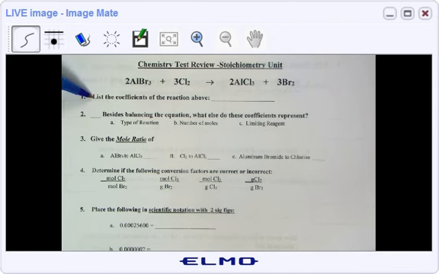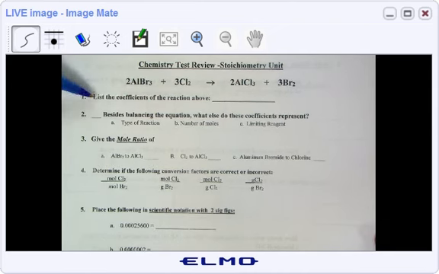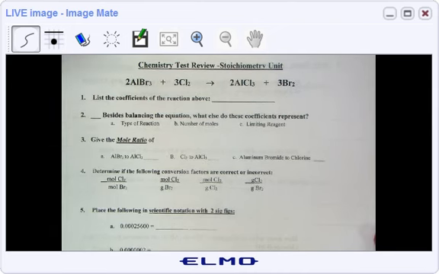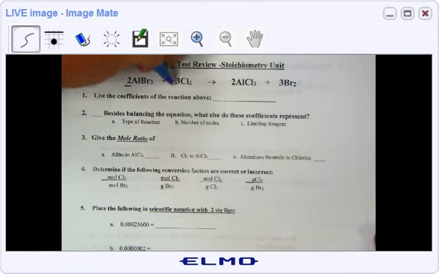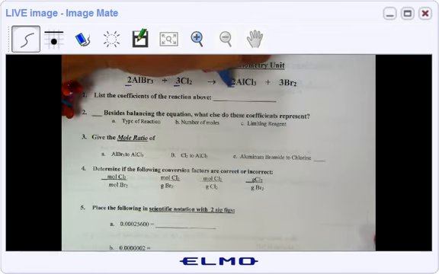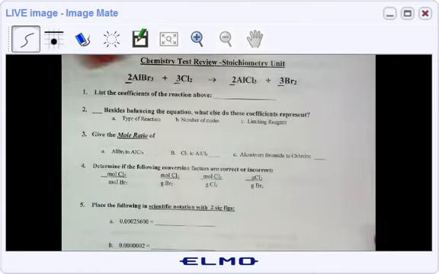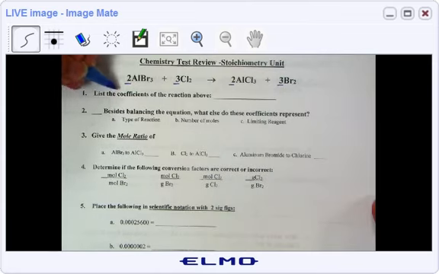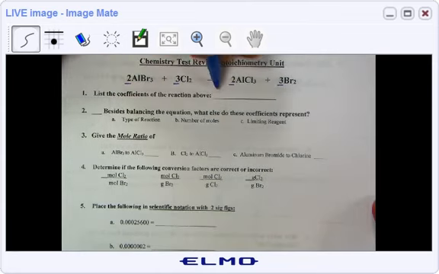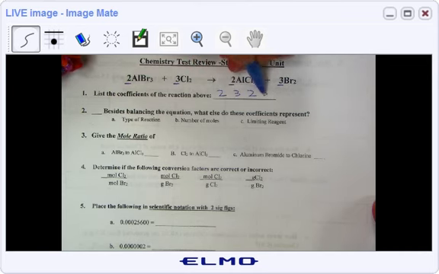List the coefficients of the reaction above. The coefficient is always going to be the large number in front of the element. So the coefficients for the reaction above will be 2, 3, 2, 3. You can put a little dot in between them.